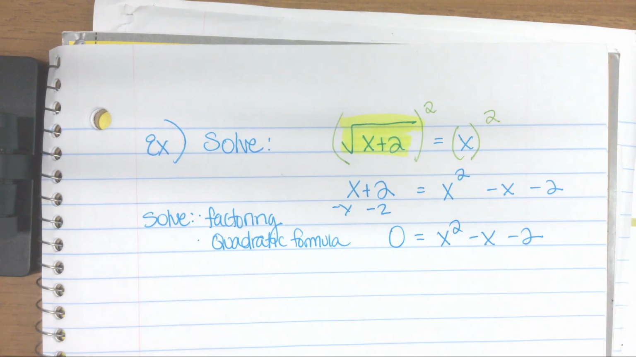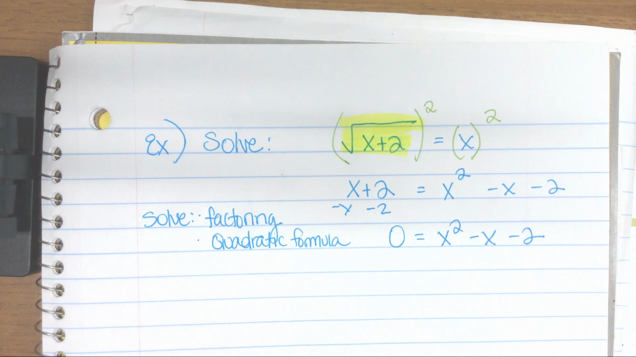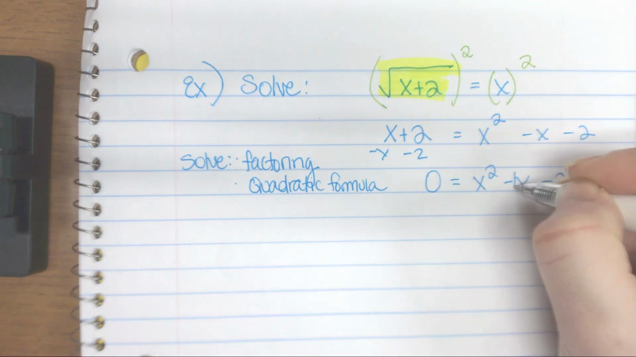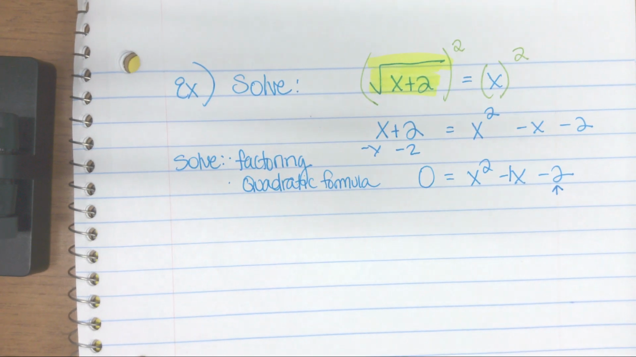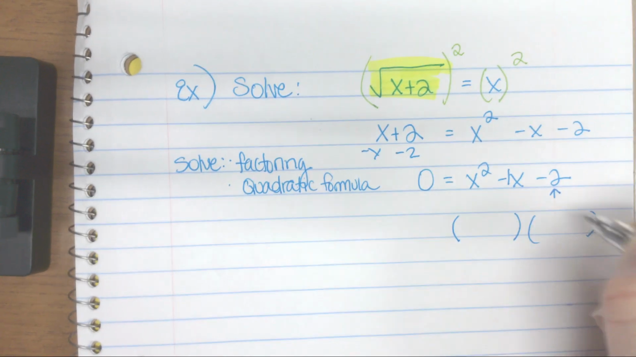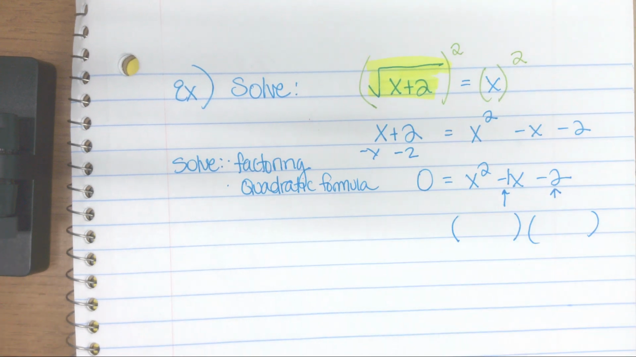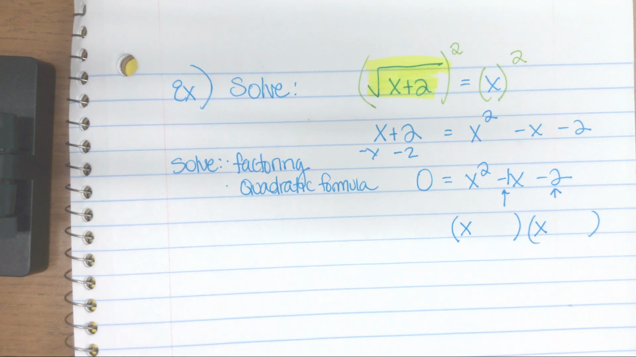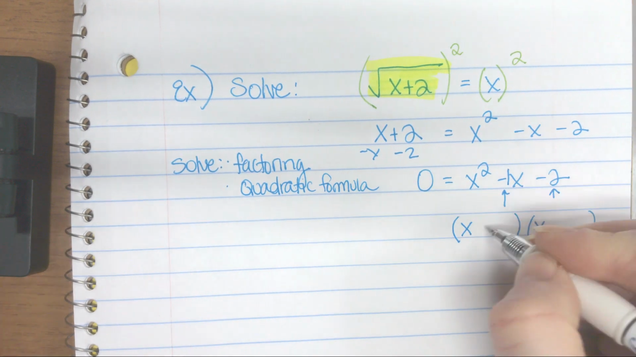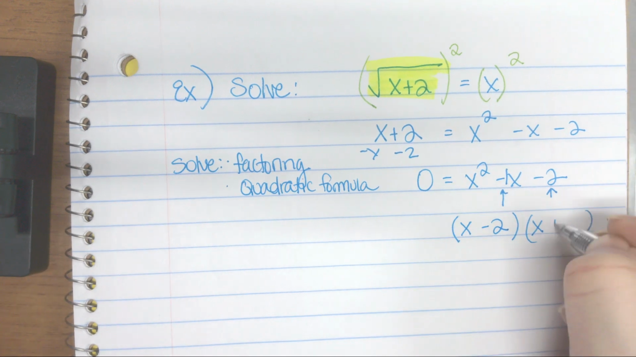Okay. Does anyone need me to review the setup for quadratic formula while we're here? I'd be happy to do that. Okay. So I'm going to use factoring. So reminder about factoring. What multiplies to be negative 2 but adds up to be negative 1? What are your thoughts on that? Negative 2 and positive 1.